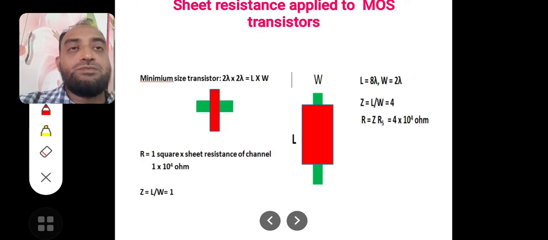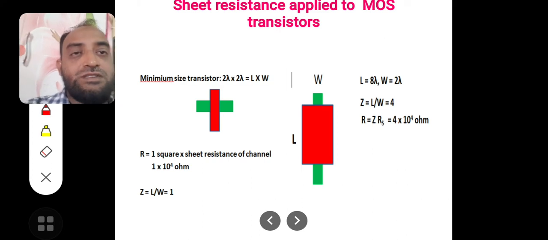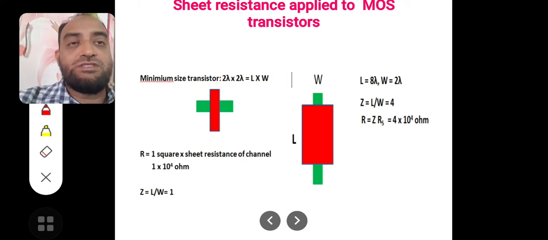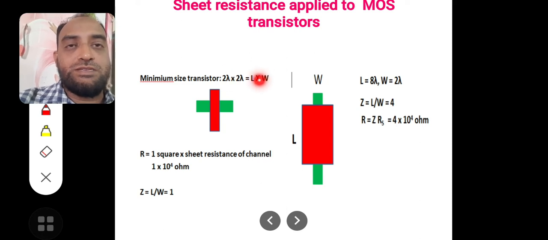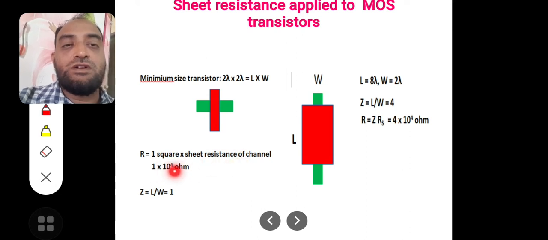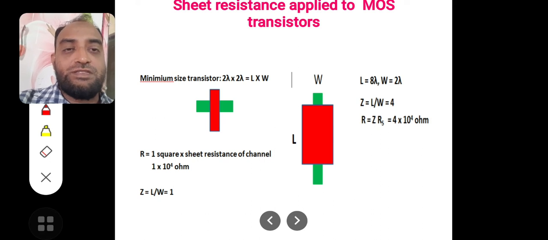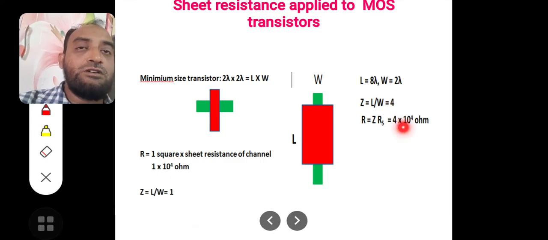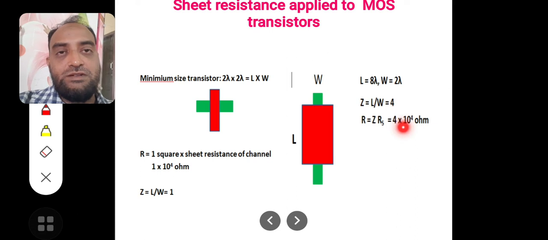Coming to the concept of sheet resistance, when the basic feature size, which is 2 lambda by 2 lambda channel, is a square, that one square resistance gives you 10 power 4, that is 10 kilo ohms of resistance, whose L is equal to W, Z is equal to 1. If Z is equal to 1, it is offering 10 kilo ohms. If Z is equal to 4, it will offer 40 kilo ohms of resistance. That is how we have to calculate.